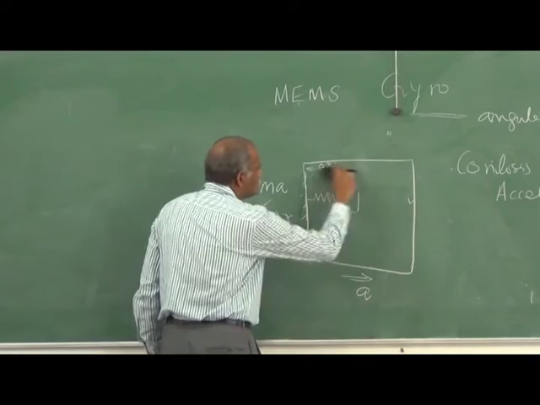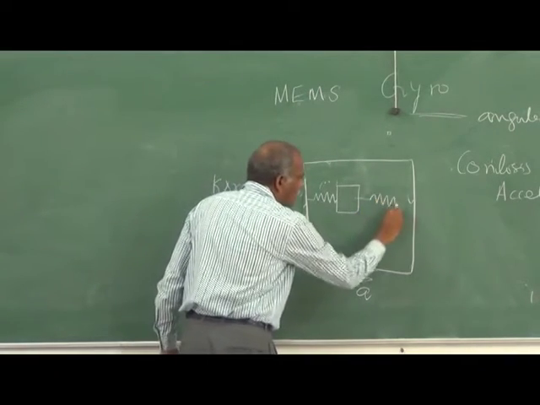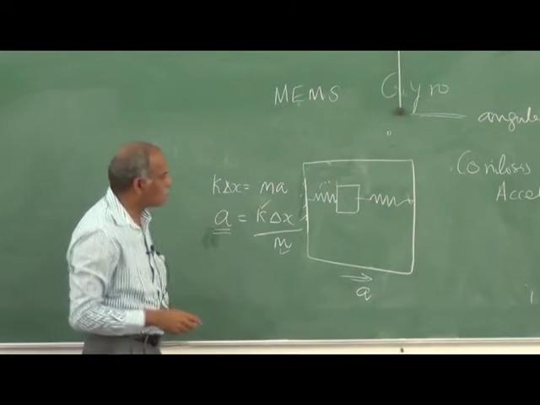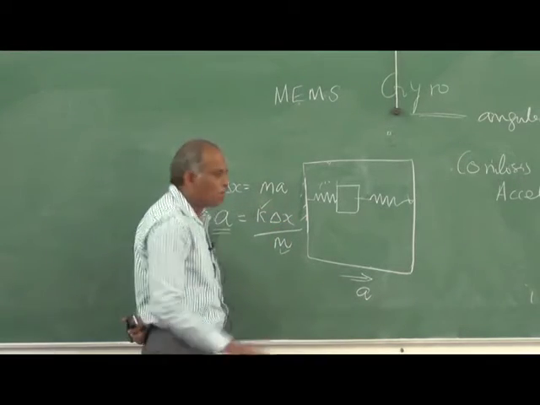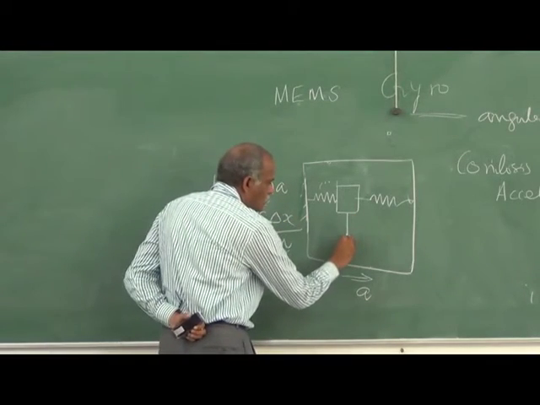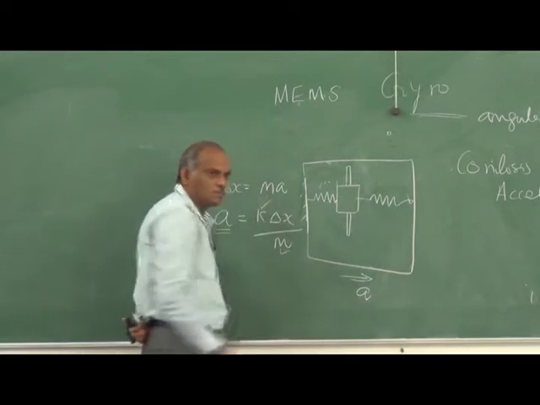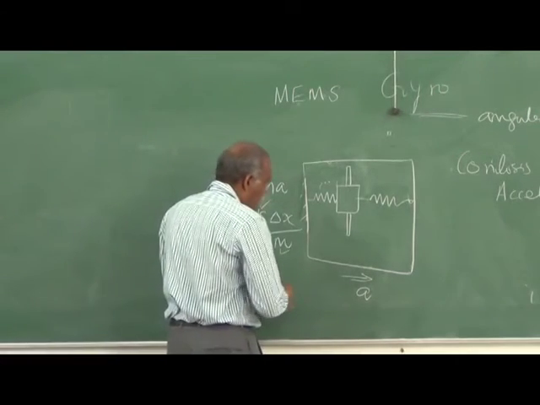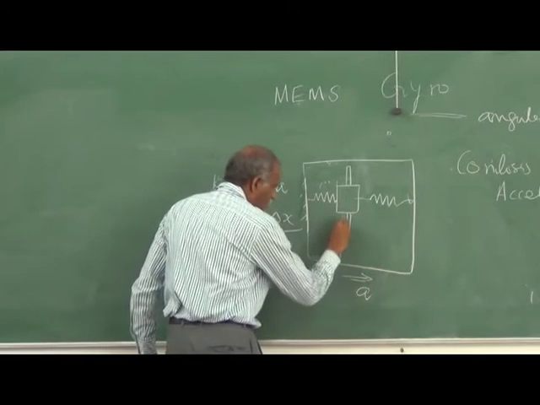So let me have 2 springs, because then you have to take the combined stiffness of both the springs. Now for measuring the deflection, what is done is in this mass you have some extension to it. You have something which is attached to here, attached to the frame.